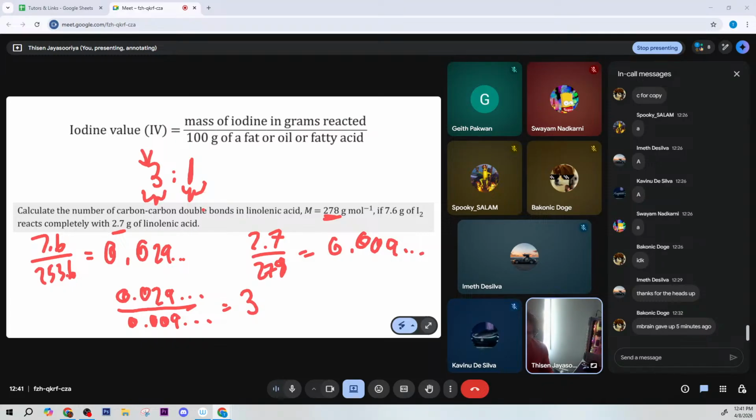Does that make sense for everyone? All good, perfect. Makes sense for Salam, for Swayam, for Kavinu, Imeth, Joe, Blessing. What do you guys think? Okay, perfect.